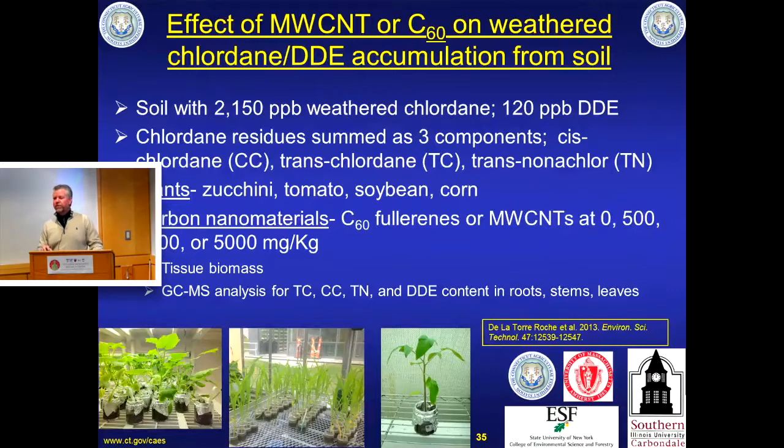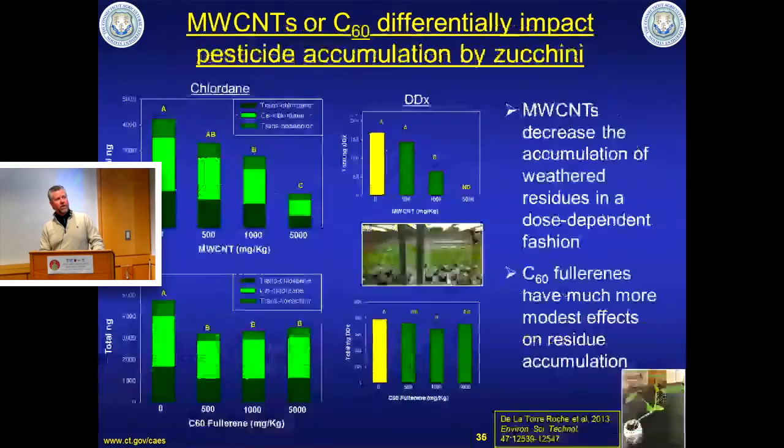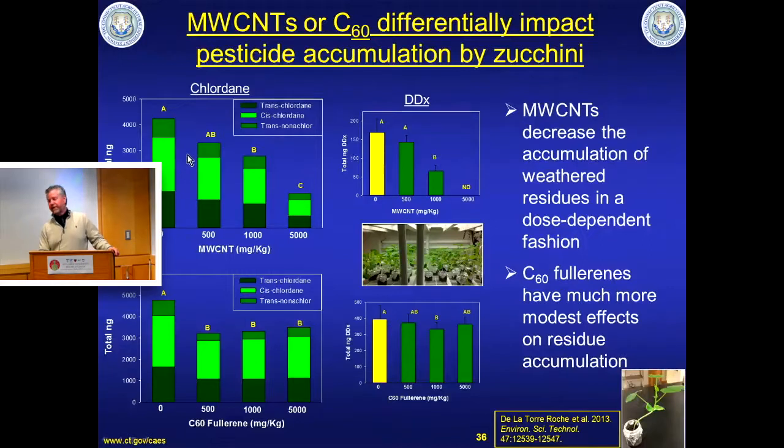And for the carbon nanotubes, we got exactly the data we were expecting. And the bars are tricolored, remember, because there's three components to chlordane. But what you saw is the more carbon nanotubes you added to the soil, and we got to some ridiculous levels here, 5,000 ppm, the less chlordane you find in the plant. And that's completely expected. We know you add activated carbon, you add biochar to soil, you decrease the availability of organic contaminants. That's what we expected to see.